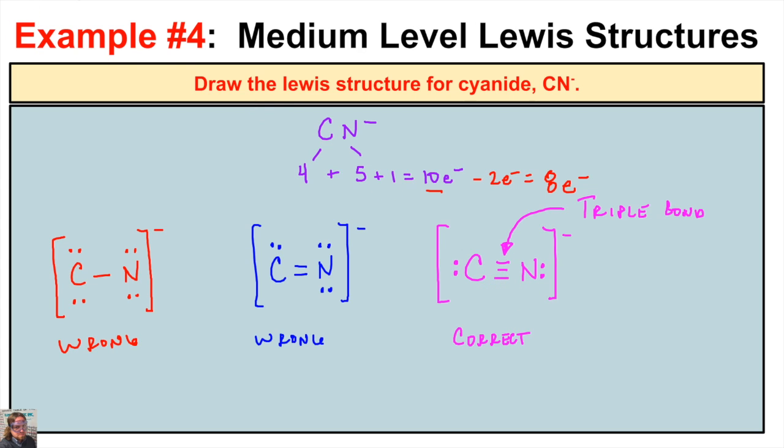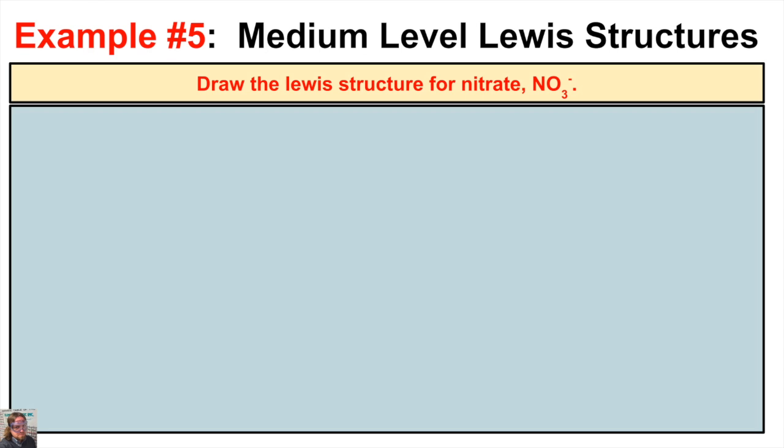Let's take a look at one final example. In this final example, it says to draw the Lewis structure for nitrate, or NO3-. So we have NO3 with a minus charge, our nitrate polyatomic ion. Nitrogen has 5 valence electrons. We know that oxygen has 6 valence electrons, but there's 3 of them. And then what does this minus sign mean? It means there's an extra electron, and so we're going to have to add 1 to this. And so we take 5 plus 18 plus 1, and we end up with 24 electrons.